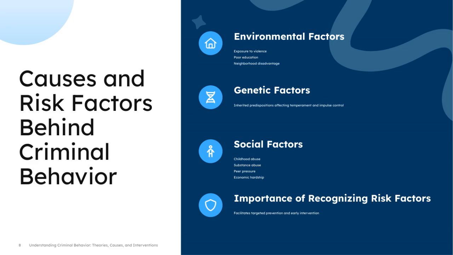Next, there are genetic factors. Some individuals may inherit certain predispositions that affect their temperament or their ability to control impulses, which can contribute to criminal behavior. Social factors are also crucial. Experiences like childhood abuse, substance abuse, peer pressure, and economic hardship can significantly influence a person's choices and behavior. Understanding and recognizing these risk factors is especially important because it helps us design targeted prevention strategies and intervene early, potentially steering individuals away from a path of crime.